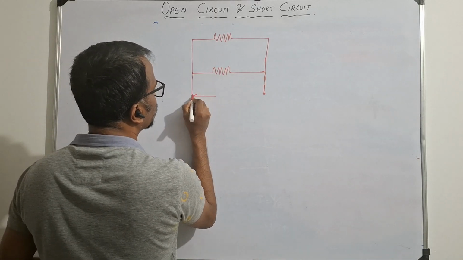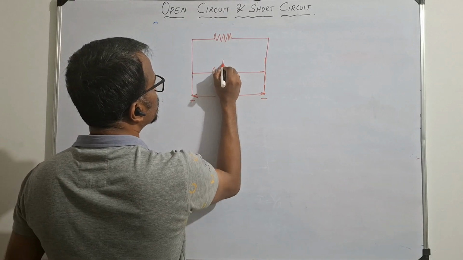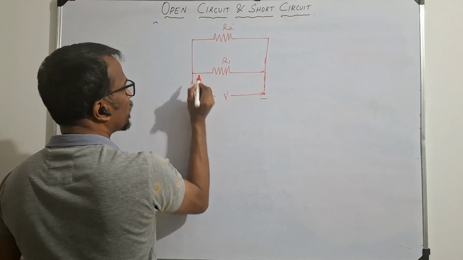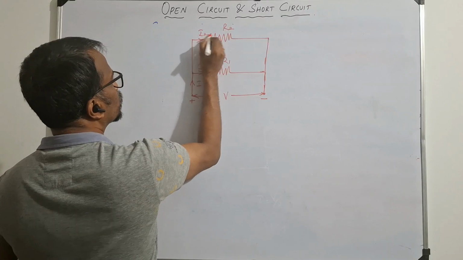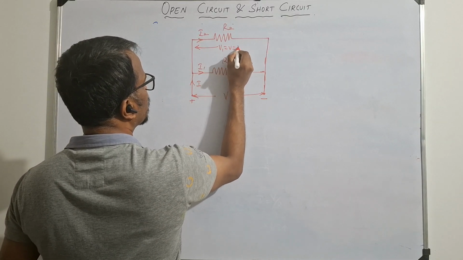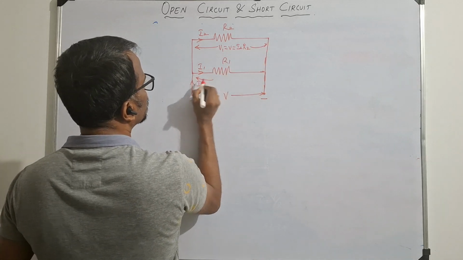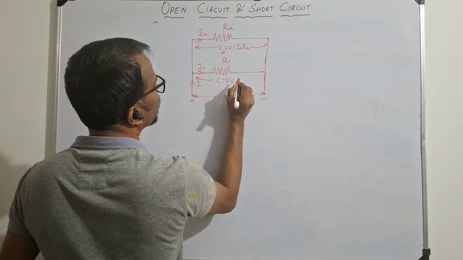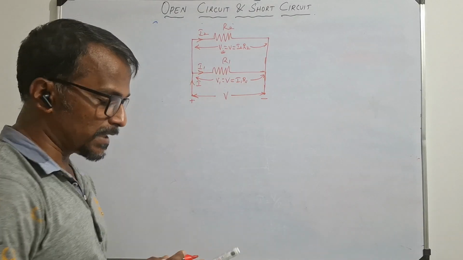The supply voltage we have given as V. This is positive and negative. This is R1 and R2. Now the total current I is divided into I1 and I2. Already we told you, voltage V1 equal to V, that is I2 into R2. Similarly here, this is V2. So V1 equal to V equal to I1 into R1. Already the concept is very clear.